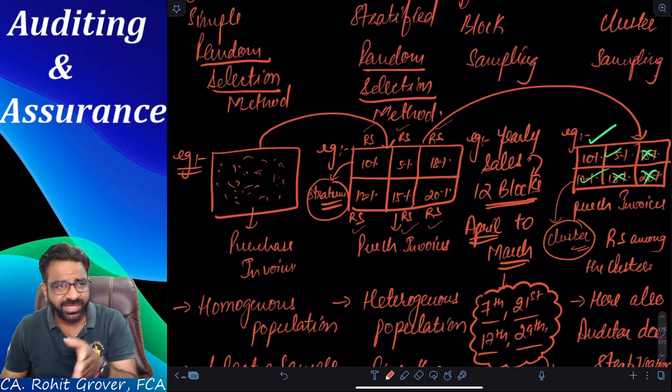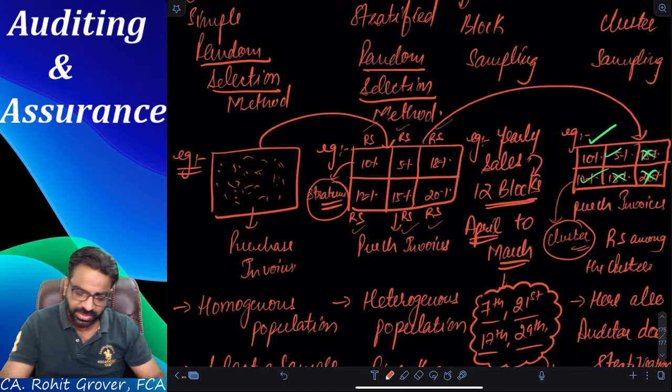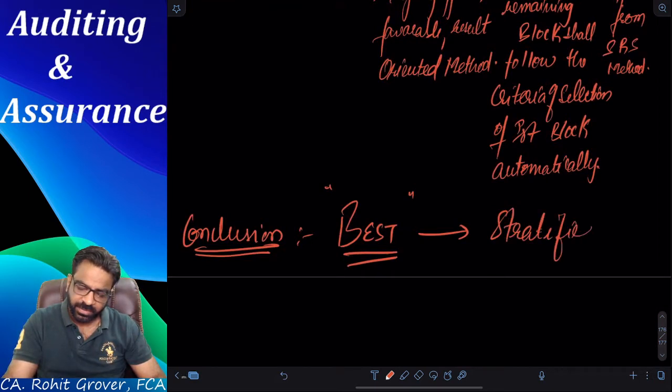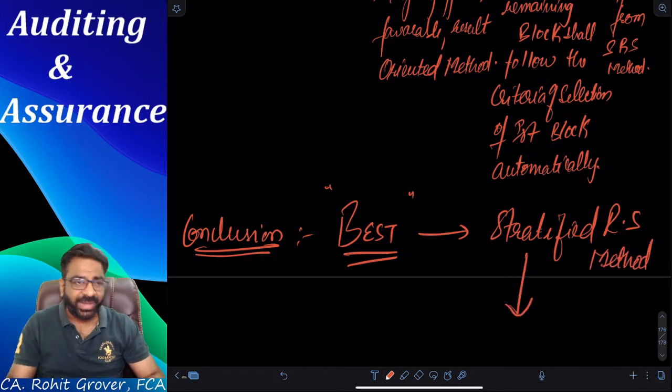No more nowadays block sampling is used. No more nowadays cluster sampling is used. No more nowadays a simple random selection method is used. So which one is our best method? The best method is stratified random selection method. Can I ask you the question why? Why is it the best method?